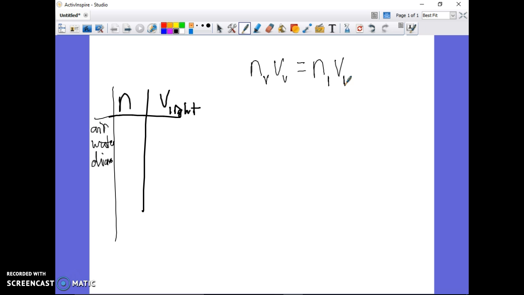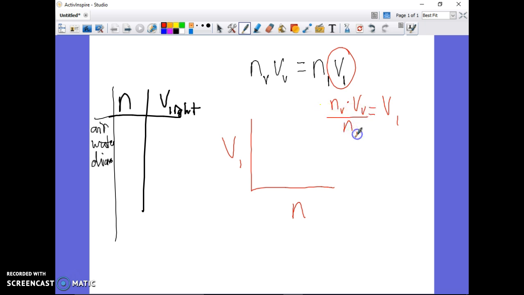Okay, what you should do is make a graph of your data. You are changing the index of refraction, and you are finding the velocity in your new object. You are solving for this, right? This equation turns into V1 is equal to N vacuum times velocity in a vacuum, all over the index of refraction of your new thing, okay?